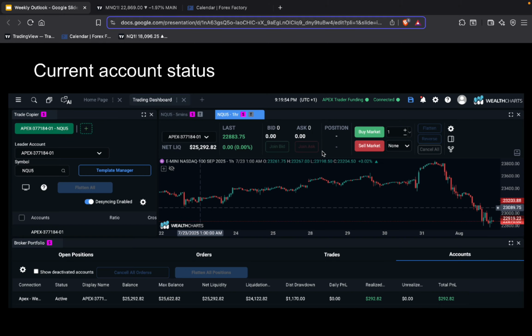Sorry guys, I forgot to mention my current account status. Previous week I took 3 trades, two losing trades and 1 winning trade, and net I made $292.82.